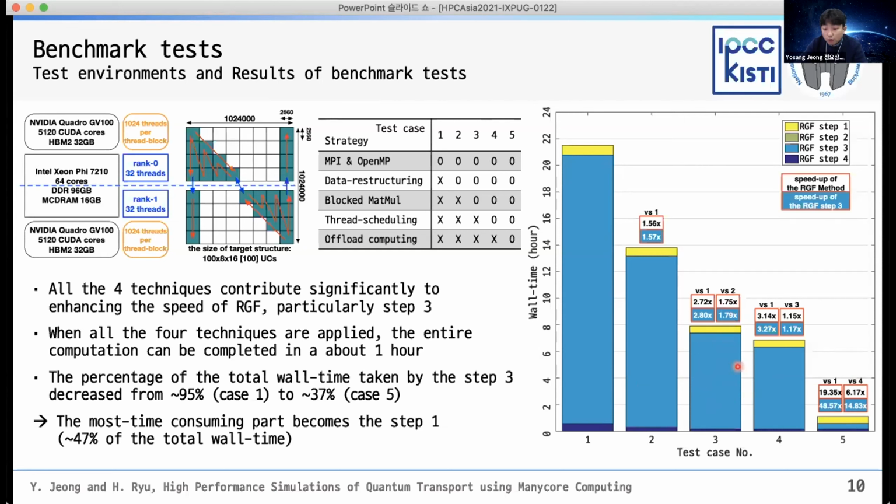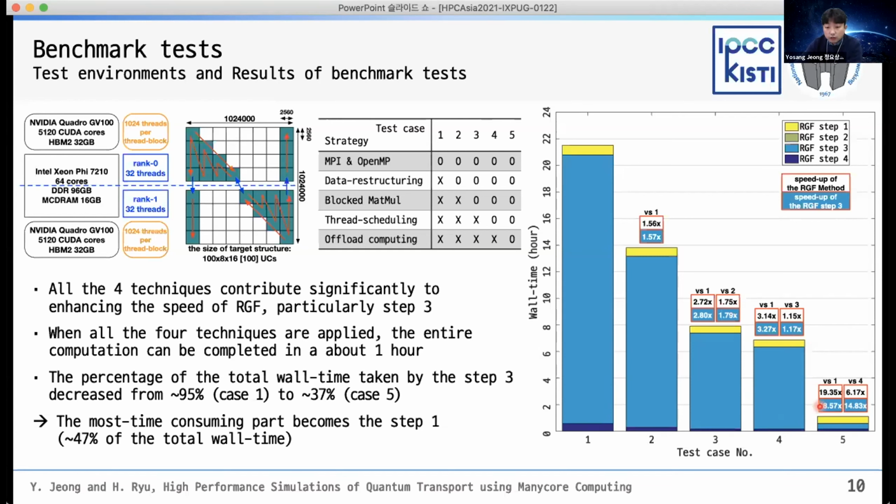The results of case 4 show that the thread scheduling is helpful to accelerate the RGF computation. In particular, comparing the performance of case 4 and case 3, we can see that the 17% reduction of the wall time of step 3 is closely related to the improvement in thread utilization efficiency, as I mentioned before, obtained through our proposed thread scheduling technique.